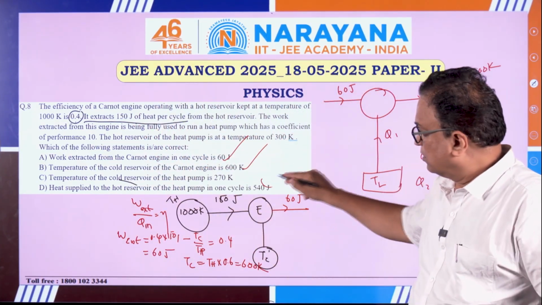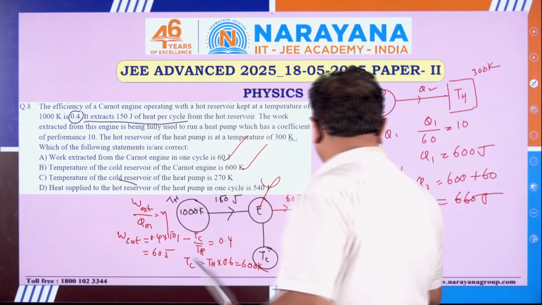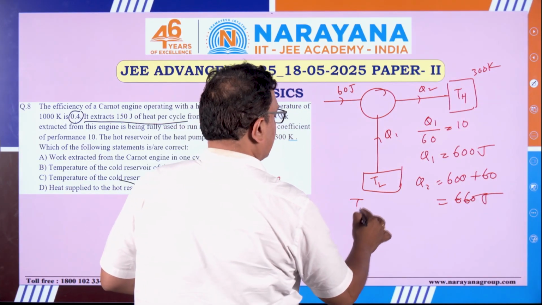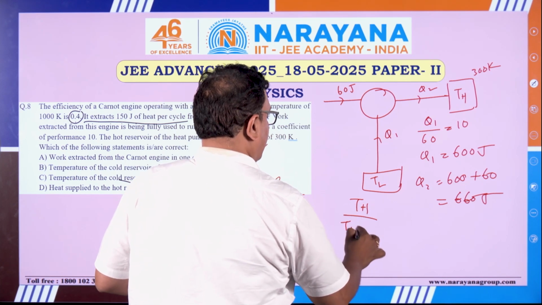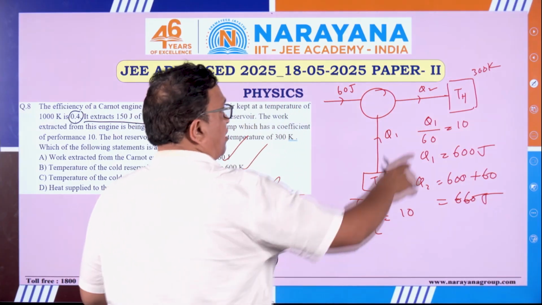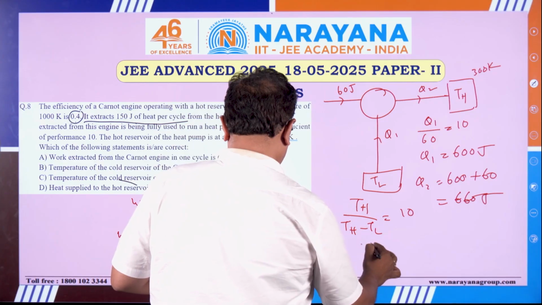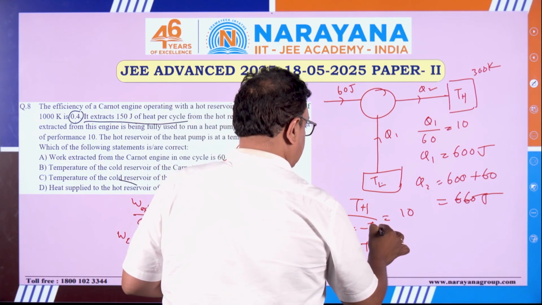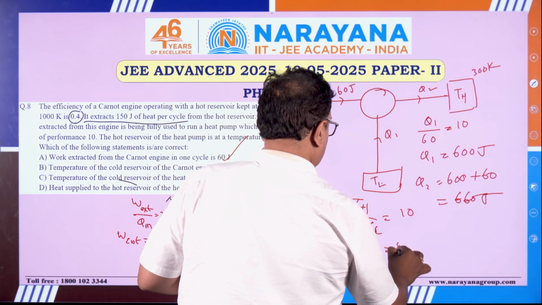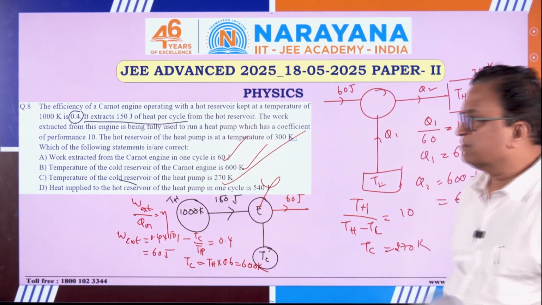Next, one more important definition of coefficient of performance is TH by TH minus TL, which is 10. They have given TH for me, which allows me to calculate TC as 270 Kelvin. So therefore this is correct.